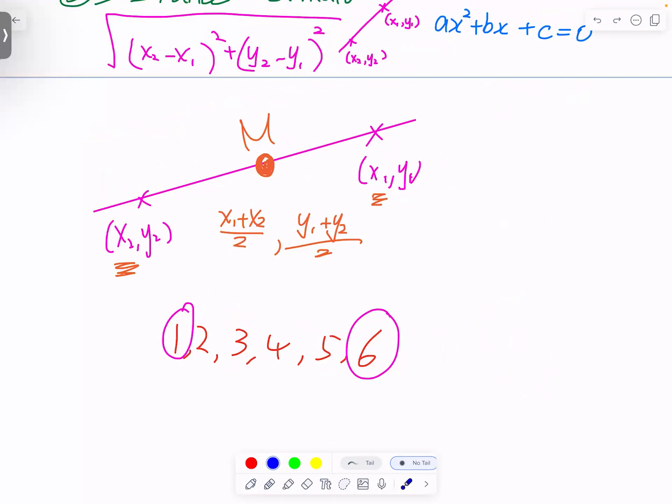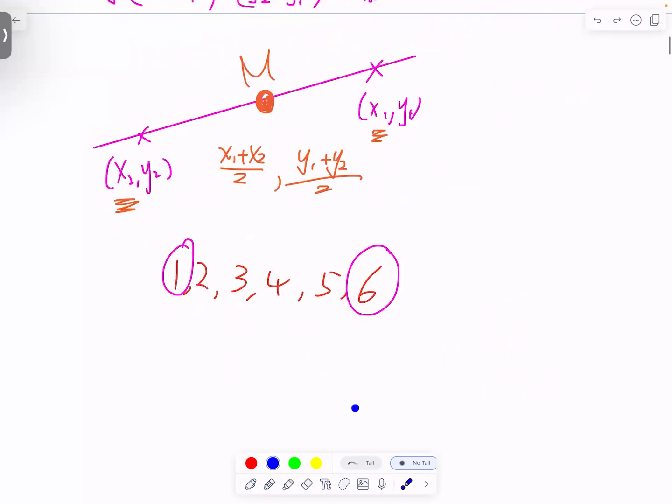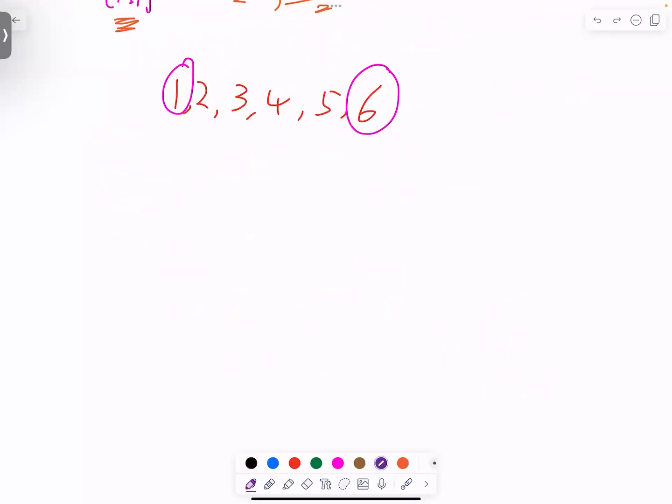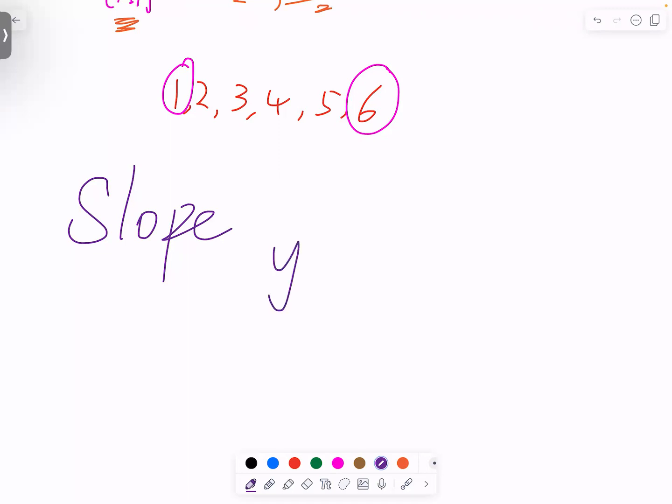And since we are already talking about the coordinates, then let's also just do some little revision about slope. You never know. Maybe you need to use it. How do we use it? Slope is y2 minus y1 over x2 minus x1.